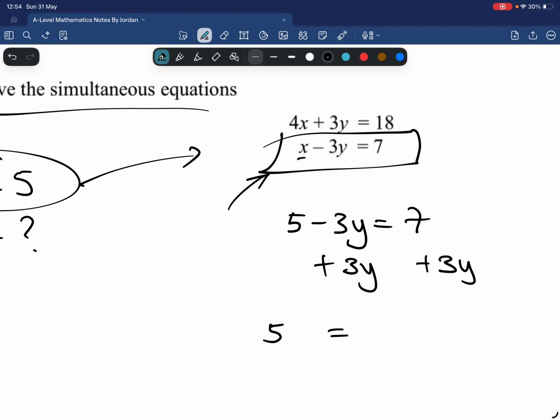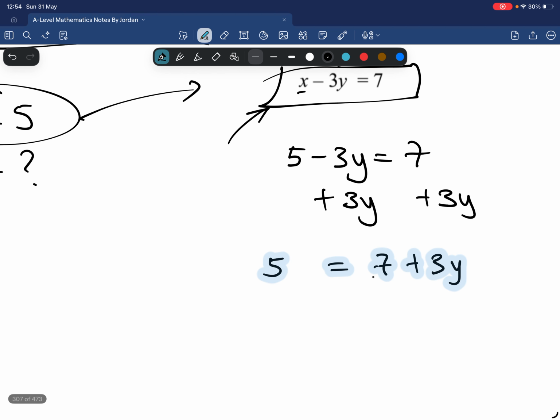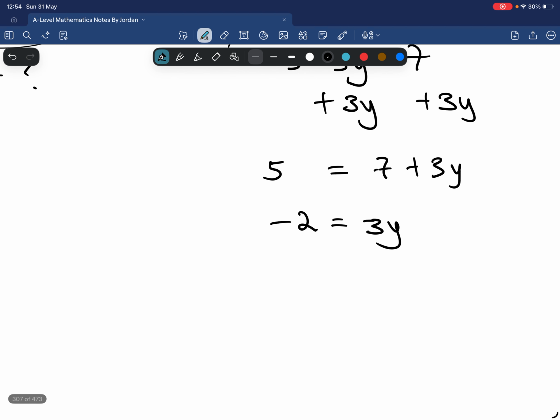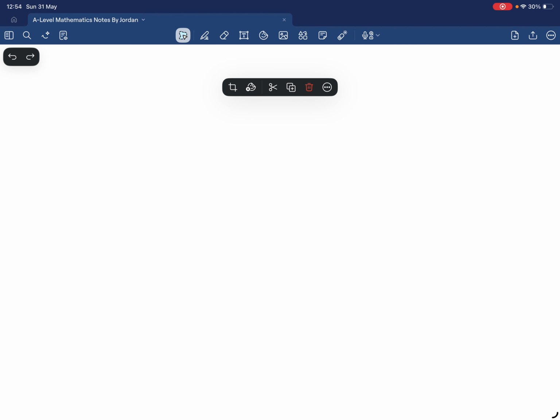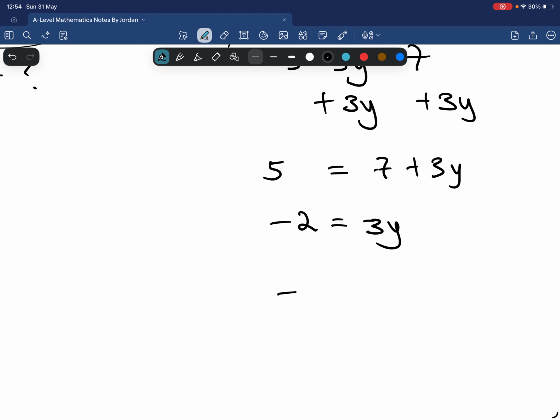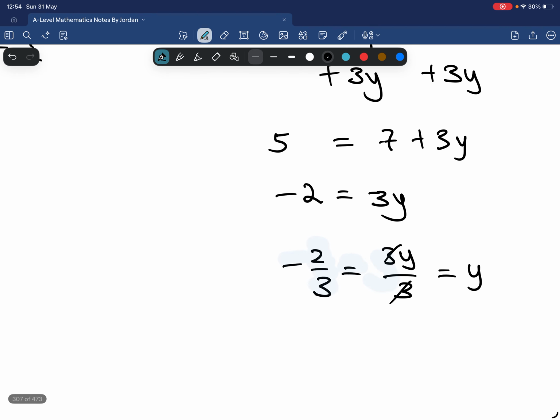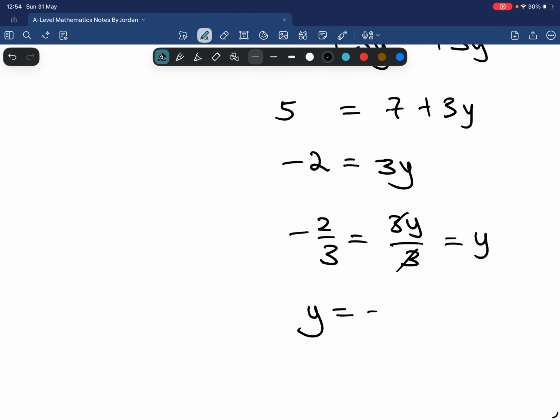So we just have an equal sign and then 7 plus 3y. Okay. Then we can take 7 away from both sides, which will give me that negative 2 equals 3y. And the last thing to do is remember divide by the number that's in front of y. So if I divide both sides by 3, it would give me negative 2/3 here. We like fractions. And just y there, since it would be 3y over 3. 3's cancel. And just rewriting that gives me y equals negative 2/3.